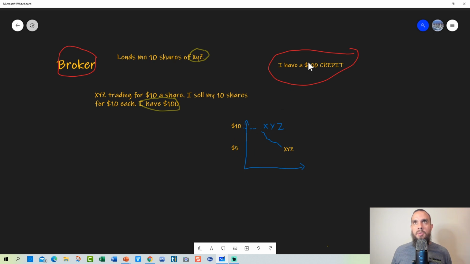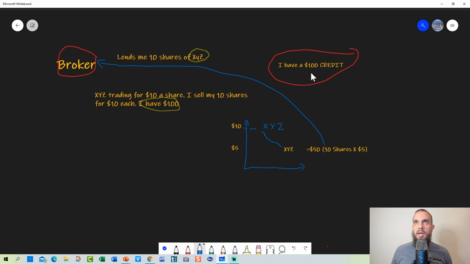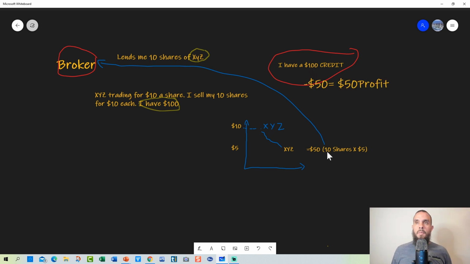So at this point, with my $100 credit, I decide to buy the 10 shares of XYZ back. So 10 shares of XYZ comes to $50. So now the broker gets back his 10 shares, and from this $100, I only spent $50, giving me a $50 credit.